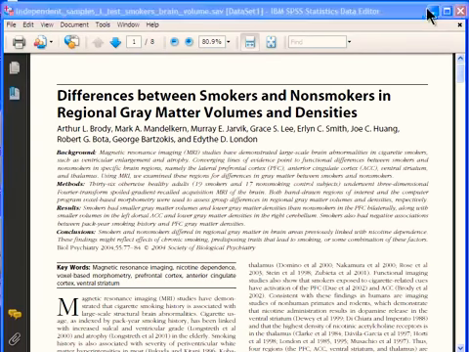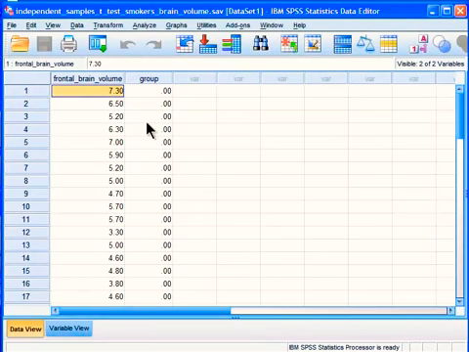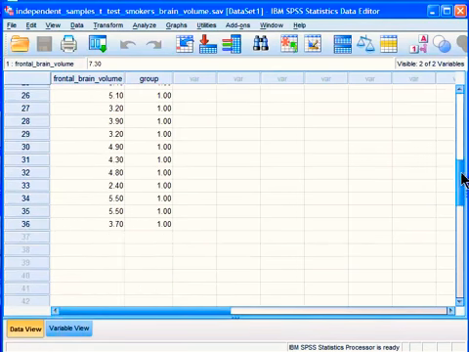In particular, in this example, it's going to be based on the frontal lobe sizes of the participants in the study. How you place the data into SPSS is pretty simple. You have one column that includes your dependent variable data, which are measured on an interval ratio scale. It goes from 7.30 in this data set all the way down to 3.70. So there's a total of 36 participants in the sample.